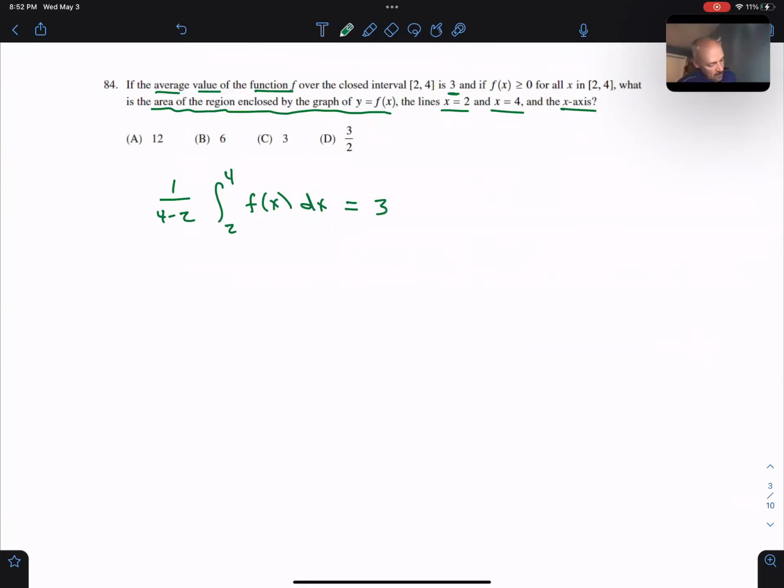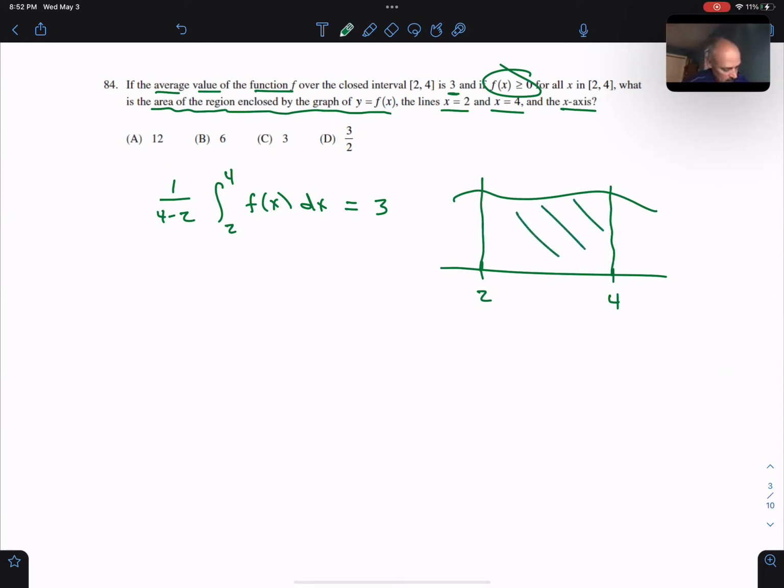Well, if we think about what they've just described to us, the integral from 2 to 4 of f of x. Now here they did tell us f of x is positive, so it doesn't dip below the x-axis, but f of x is positive or equal to 0 on that interval. And so really what they're asking us for is, what is the area of this region right here? Well, golly gee, that's this definite integral right here.